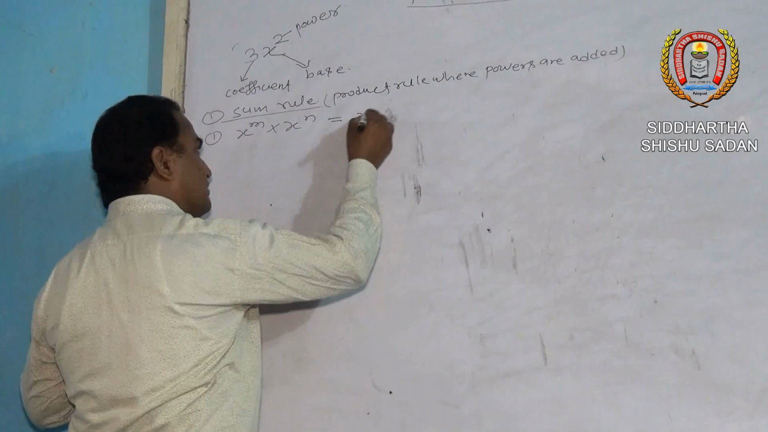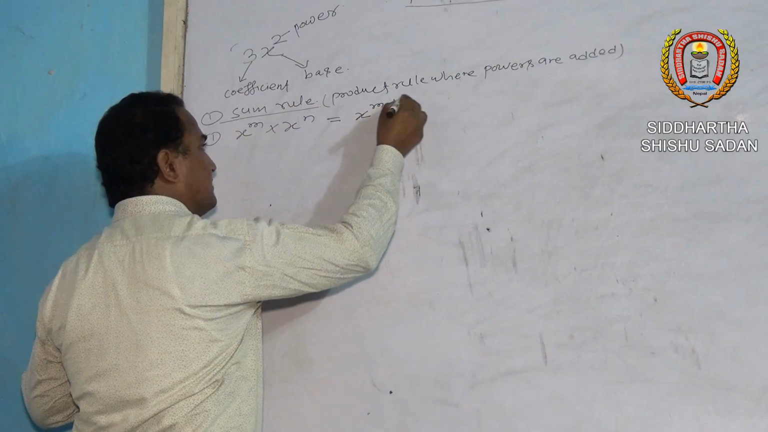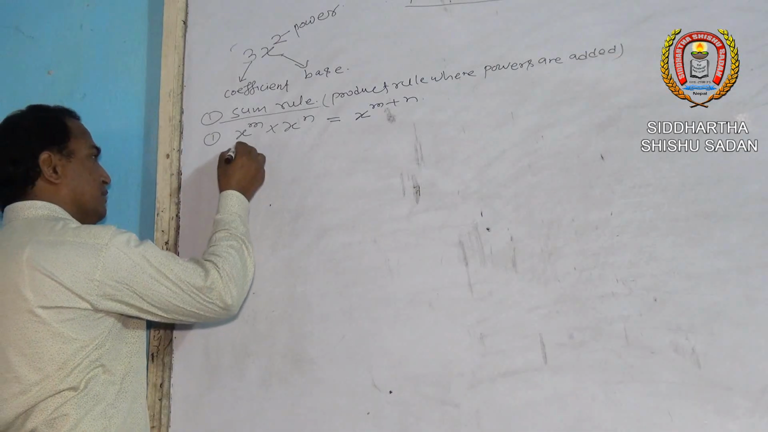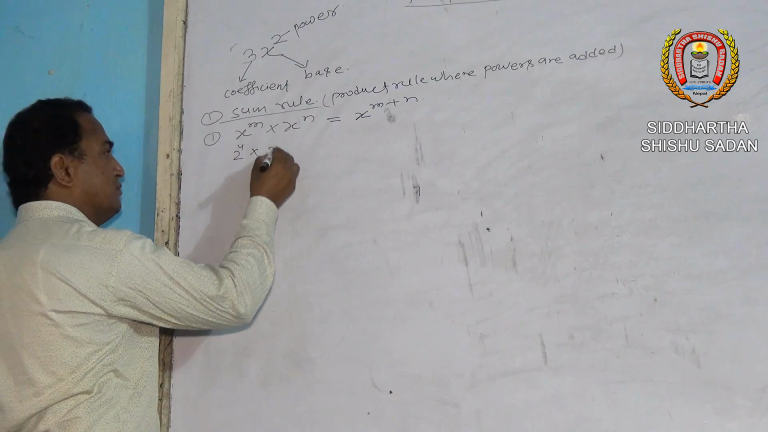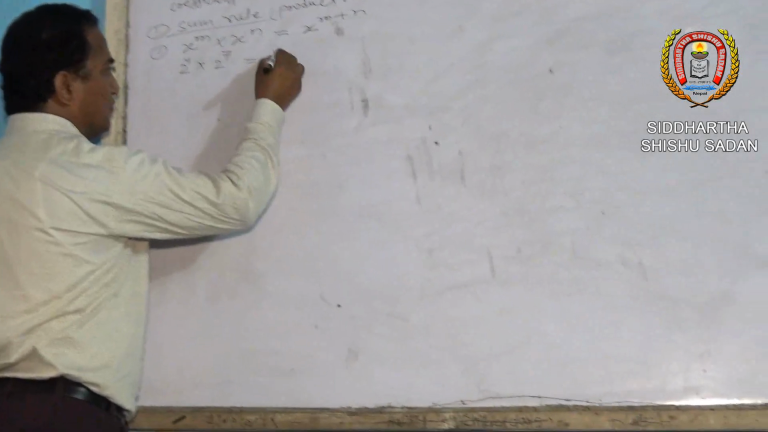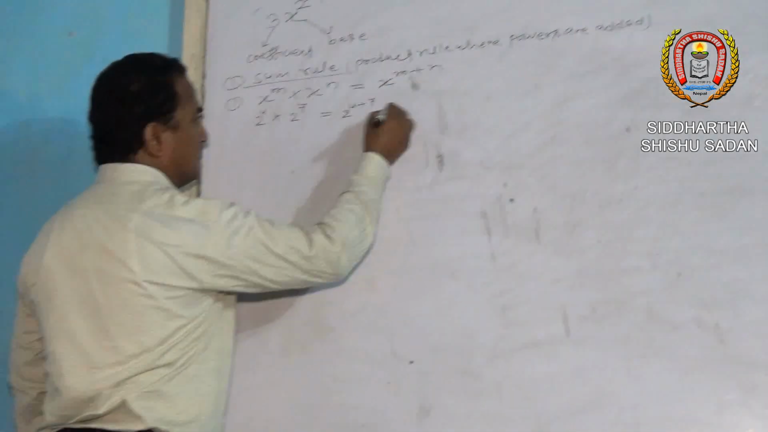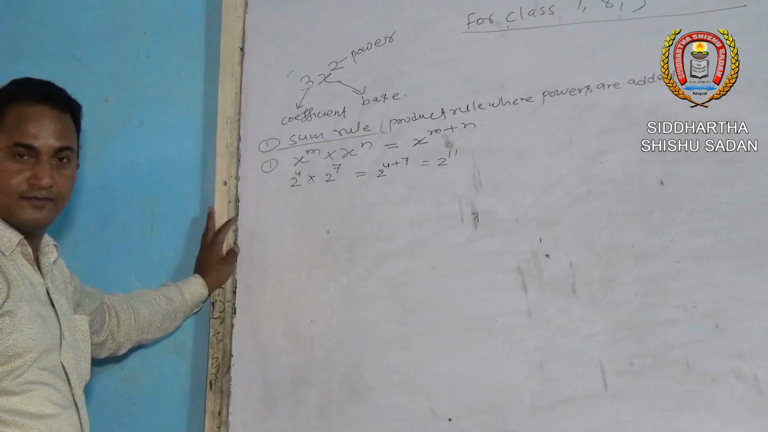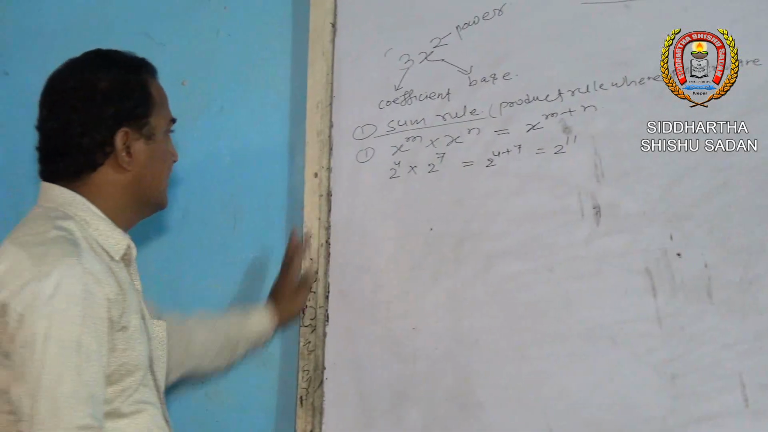There is x to the power m plus n. For example, 2 to the power 4 into 2 to the power 7 is equal to 2 to the power 4 plus 7, that is 2 to the power 11. This is the product rule.